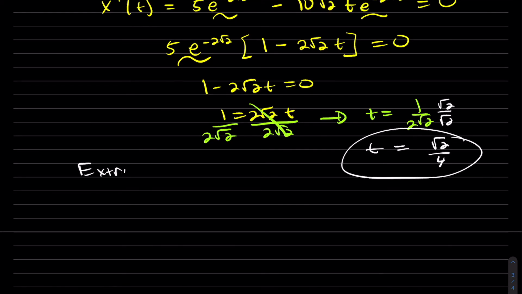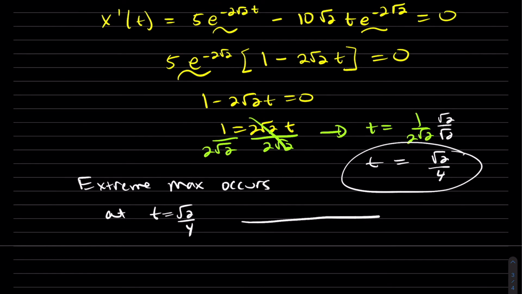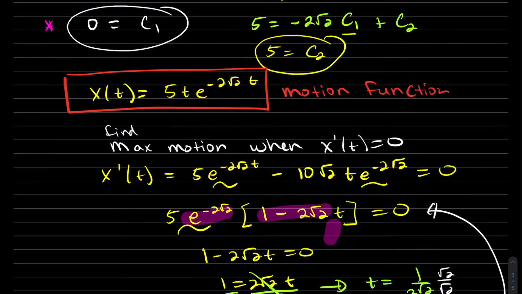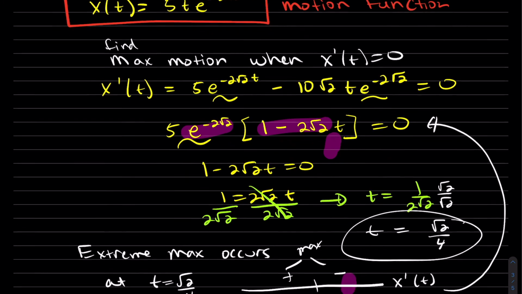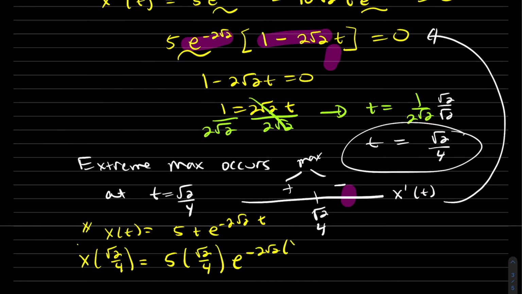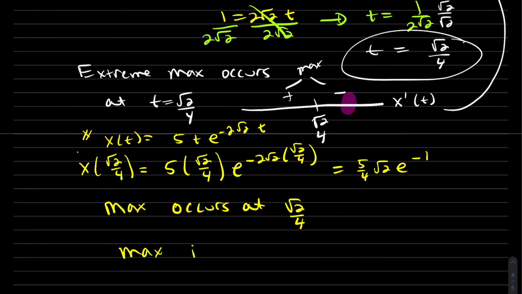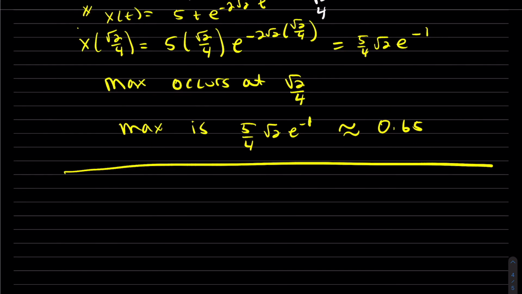So our extreme max, probably should plug it in. This is a max. This is our x prime of t. A sign chart looks like this. I plugged in something bigger, this is negative, and this will always be positive. There's the sign chart. So plug this into our function. There's our function, I just copied it. So our max occurs at square root of 2 over 4, and the max is approximately 0.65. What units are those? Feet, I believe.